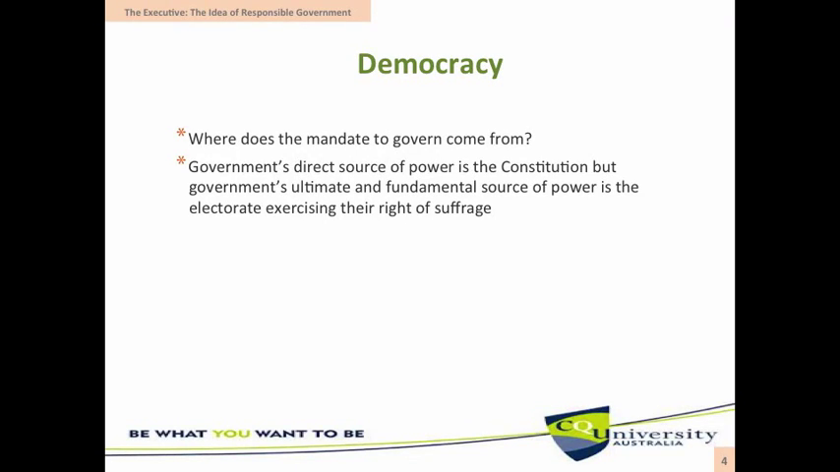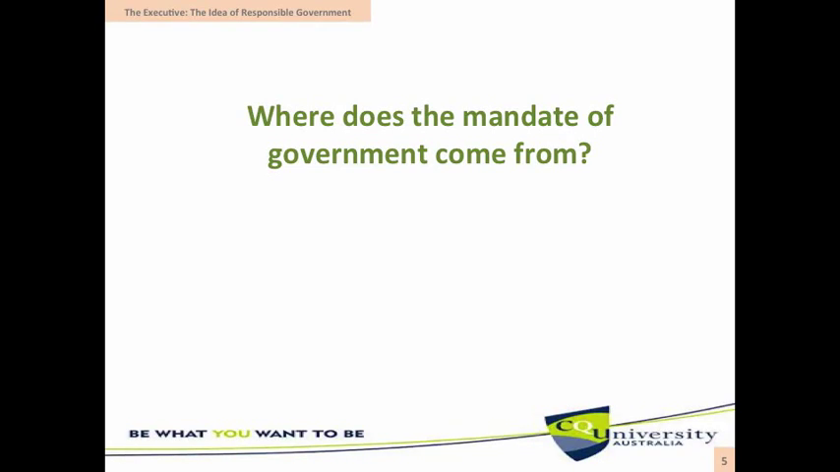Now, we might say that as far as the mandate to govern is concerned, a government's power to govern directly emanates from a constitution, and that is obviously the case in relation to the Australian government. And when I speak of the Australian government here, I'm referring to the executive branch of government. Again, a notion which is quite problematic and which is a notion we will try to look deeper into in this particular video. The idea that the mandate of government ultimately arises from an electorate exercising their right of suffrage.